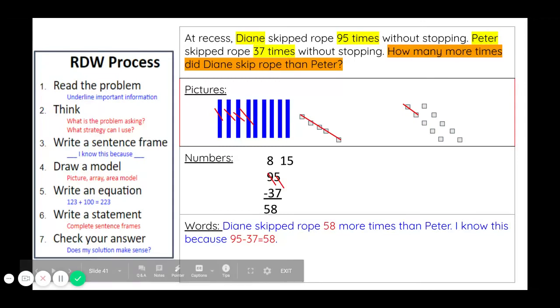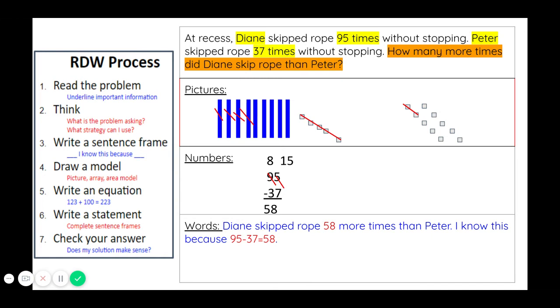Now, I can't forget about step 7. Does my solution make sense? I know that 58 is smaller than 95, so that makes sense that would be how many more. I can also add 37 plus 58, and when I do that, I get 95. So I've checked my answer, and I believe my solution does make sense.